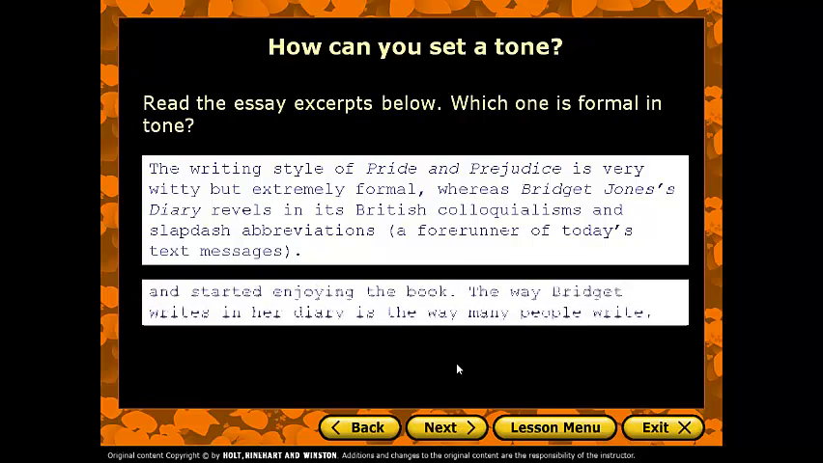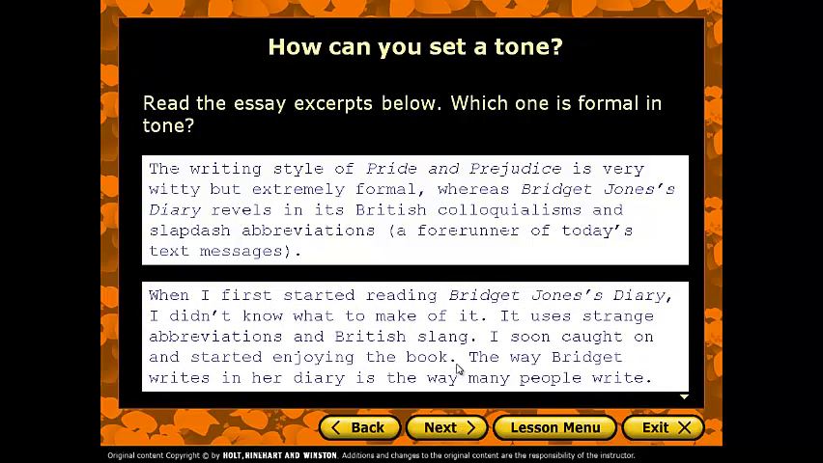So let's determine which of these is formal and which is informal. The first one: The writing style of Pride and Prejudice is very witty but extremely formal, whereas Bridget Jones's Diary revels in British colloquialism and slapdash abbreviations, a forerunner of today's text messages. The second: When I first started reading Bridget Jones's Diary, I didn't know what to make of it. It uses strange abbreviations and British slang. I soon caught on and started enjoying the book. The way Bridget writes her diary is the way many people write. So, which is formal? That's right, the first one.